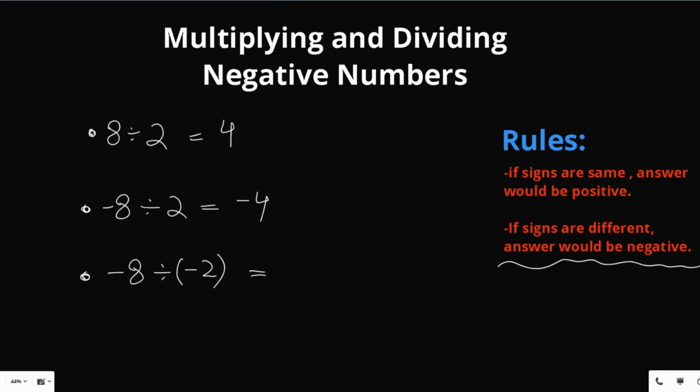In the third example, 8 has a negative sign, and 2 also has a negative sign. I mean, 8 and 2 both have the negative sign, so both have the same signs in this case. Same sign means my answer is going to be positive. So it's going to be 4.